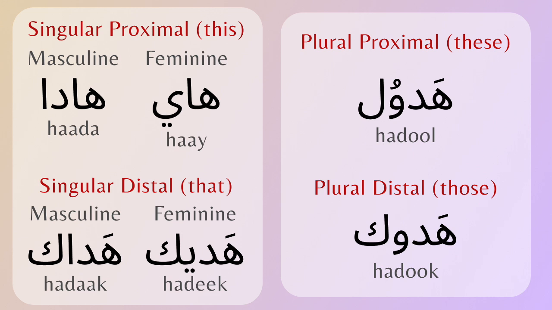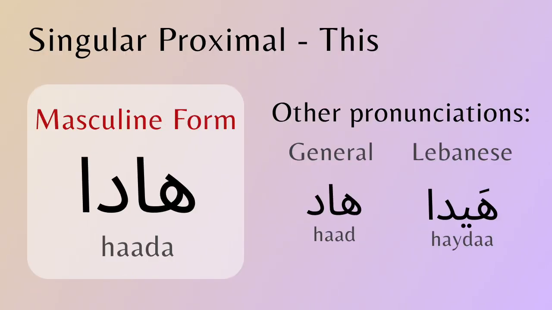Next, we have the plural distal, which is used to point out items that are far away. The English equivalent is those. There's only one form in Arabic, which is hadok. Now that we've had an overview of all the demonstrative pronouns, we're going to dive deeper into each one and explore different pronunciations in different Levant regions, as well as have example sentences. So let's first start off with singular proximal.